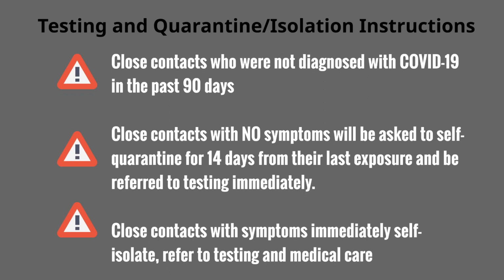To sum up this slide, if a contact was not previously diagnosed within the past 90 days with COVID, if this person has no symptoms, they are self-quarantining for 14 days and being advised to go get tested. If this person does have symptoms, they're going to self-isolate. We refer them to testing and to medical care to get a medical professional's advice.